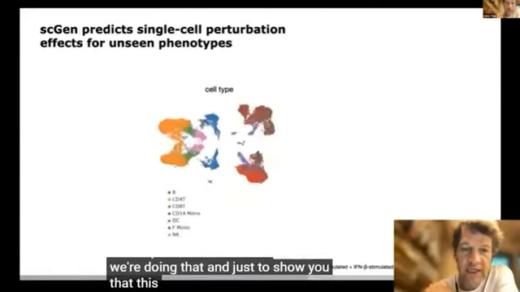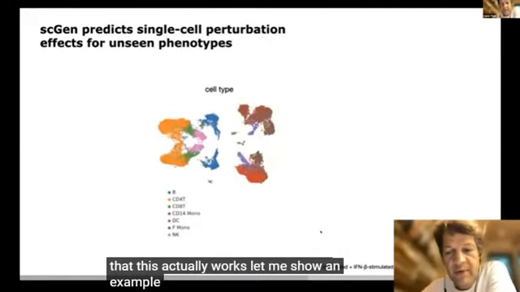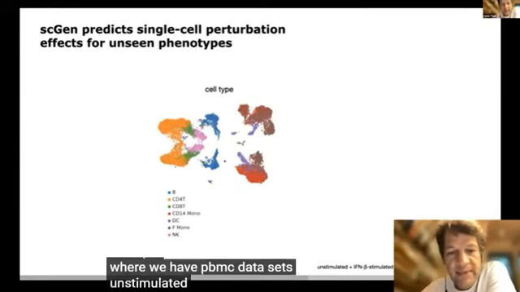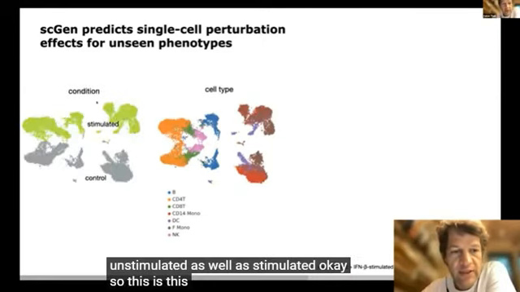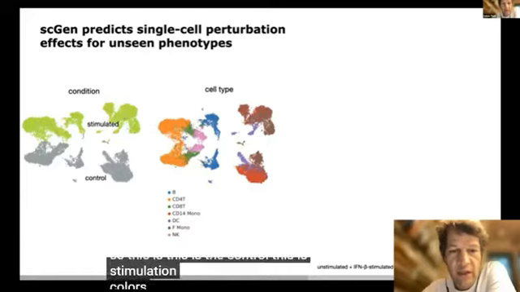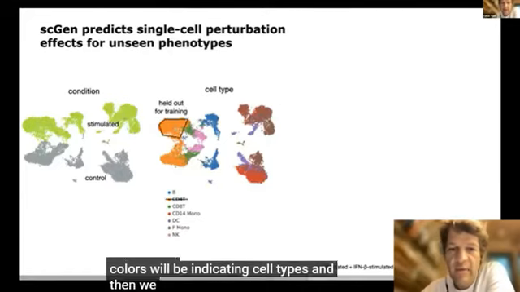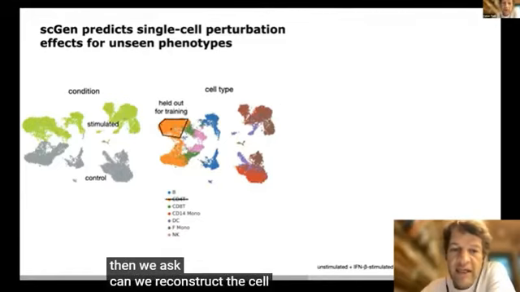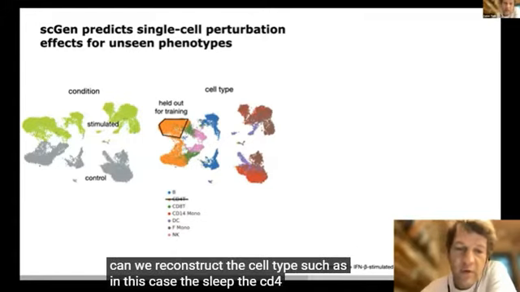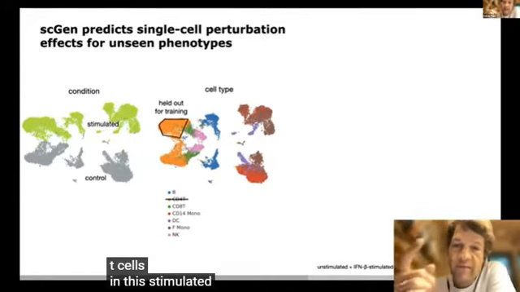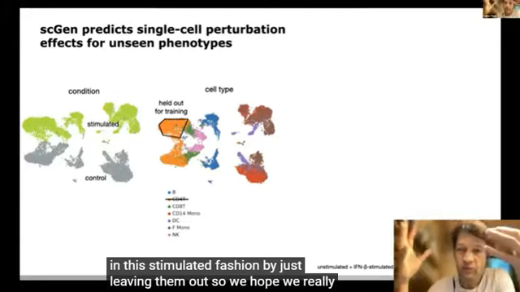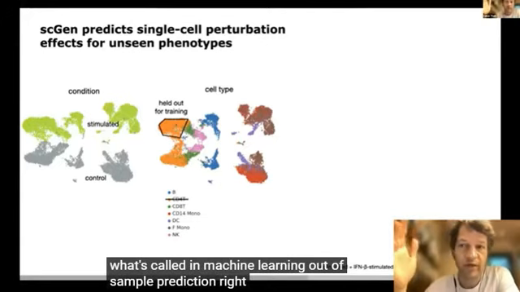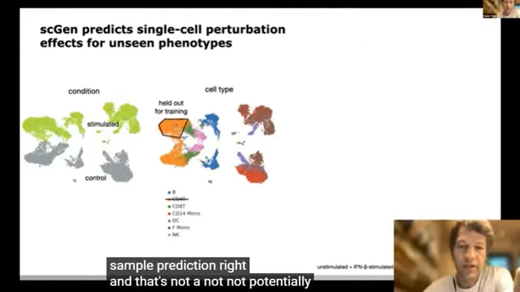And just to show you that this actually works, let me show an example where we have PBMC data sets unstimulated as well as stimulated. Okay, so this is the control, this is stimulation. Colors will be indicating cell types. And then we ask, can we reconstruct a cell type, such as in this case, the CD4 positive T cells, in the stimulated fashion by just leaving them out? So we really do what's called in machine learning out of sample prediction, right? And that's not potentially a trivial problem.